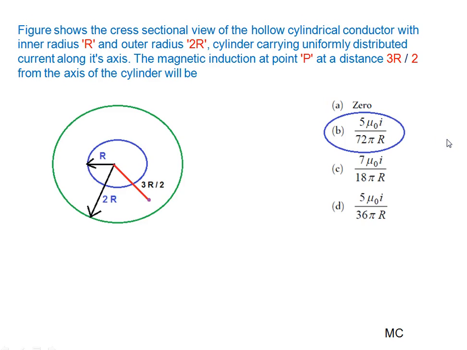Okay, I think there is some mistake or some calculation done by us. I don't know. There will be some error, I think here. It should not be B, it should be D only. So all of you please correct. I think this is given wrong. This should be 5 mu naught I upon 36 pi r. This should be D only. So please correct it. This is the answer.